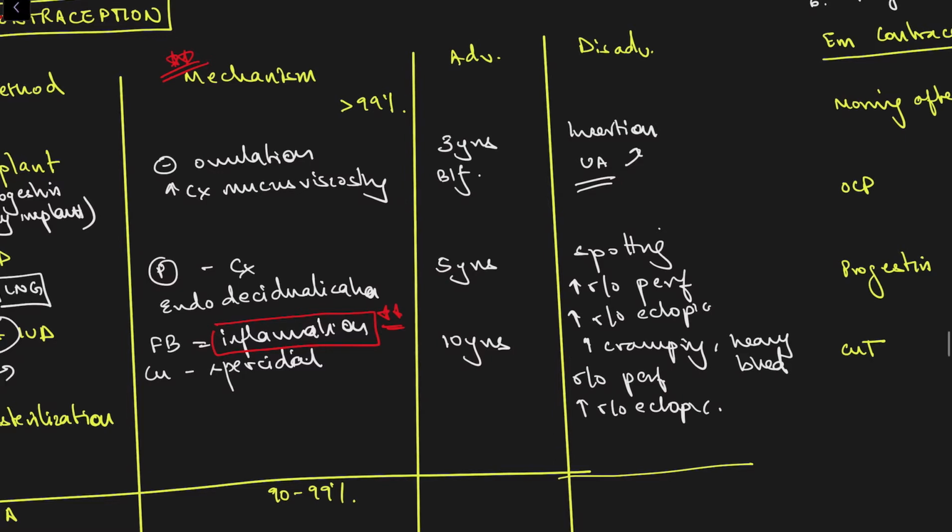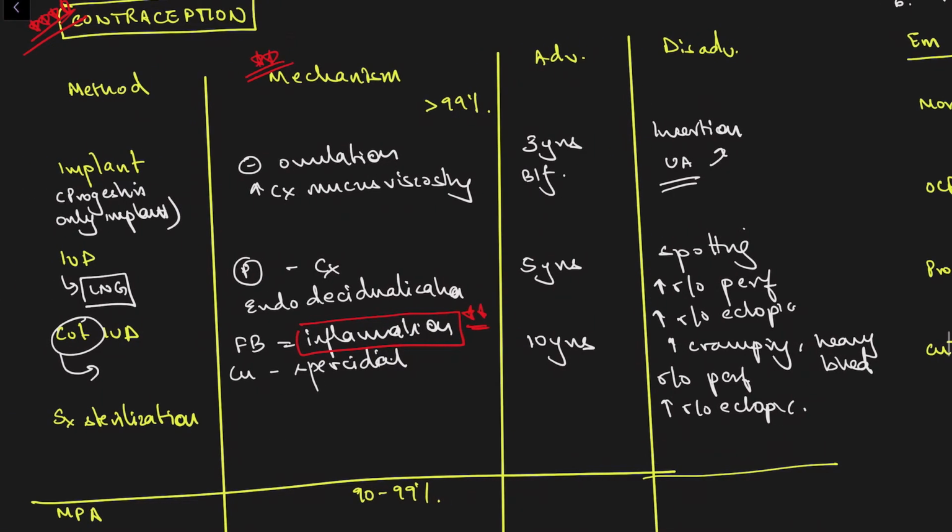Then finally, sterilization, right? What is the advantage? That it is a permanent method. And this question was asked in November INICET, like the current one. Which of the following is not a temporary method? Okay, it was asked, LARC, something like that. Reversible contraception. So the answer was sterilization.